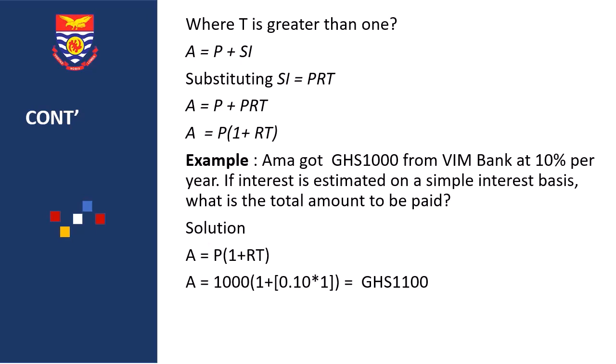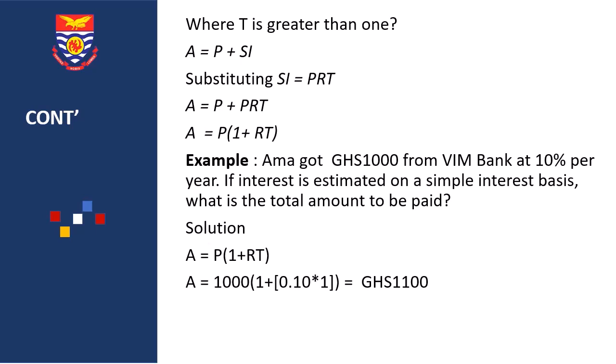Alright, so let's try with this example. We solved it on our first example, but let's solve the same example using the new formula and see. So Amma got 1,000 cedis from Vink Bank at 10% per year. If interest is estimated on a simple interest basis, what is the total amount to be paid? So you saw the requirement. They didn't ask you to find the simple interest. They said what is the total amount to be paid. So it means you are finding the maturity value.